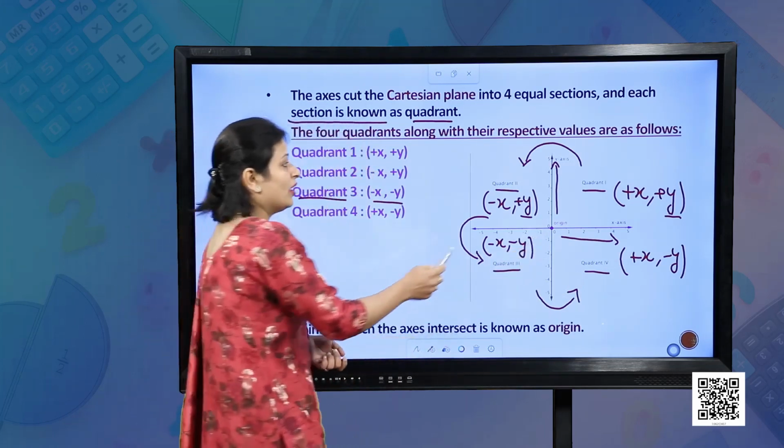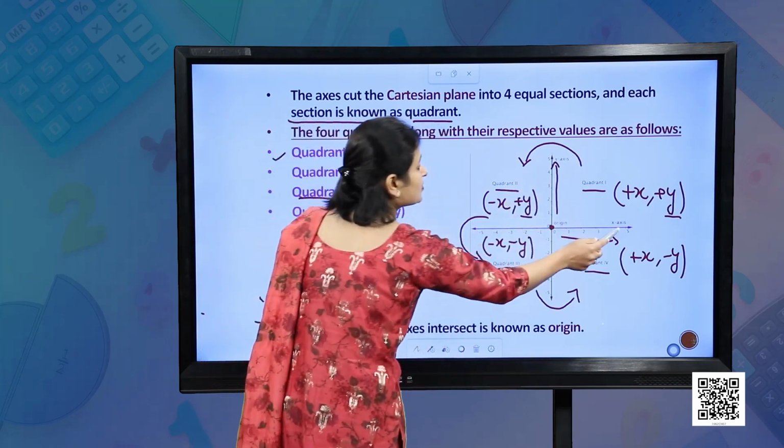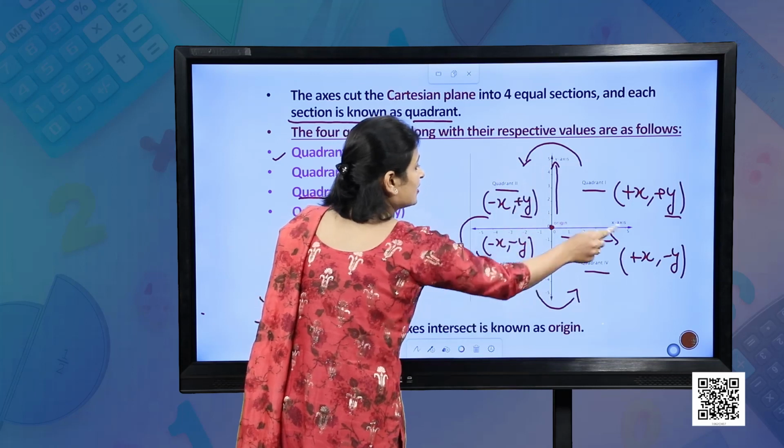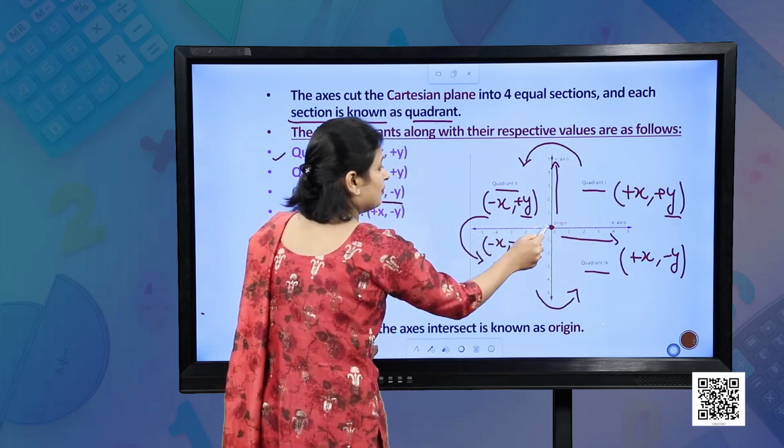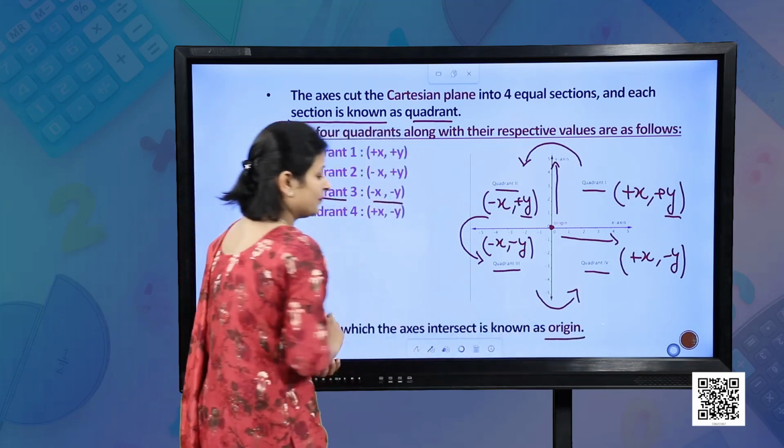Now, where does the origin come? When the two lines, the x-axis and y-axis, meet at a point, this point is known as the origin.